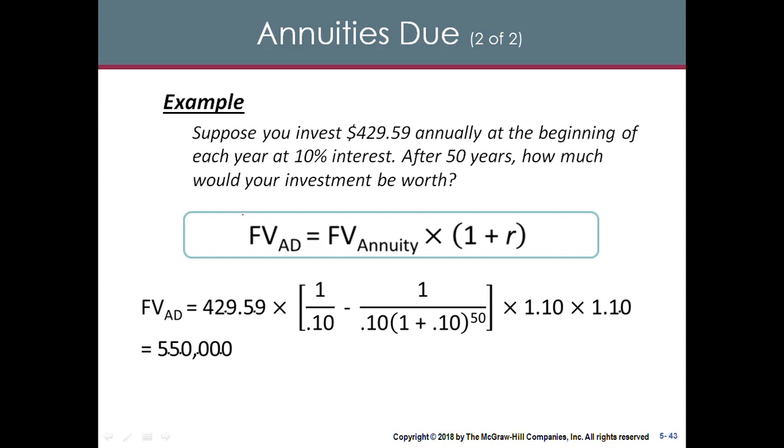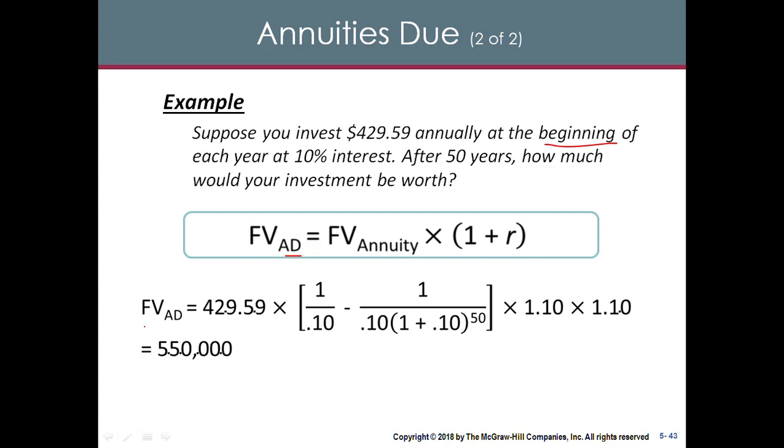Let's take this example. Suppose you invest 529.59 annually at the beginning of each year at 10% interest. After 50 years, how much would your investment be worth? So basically, we're trying to find the future value of an annuity due, because it says beginning of each year. This refers to annuity due. So first calculate the future value of the annuity and then multiply with 1 plus R.